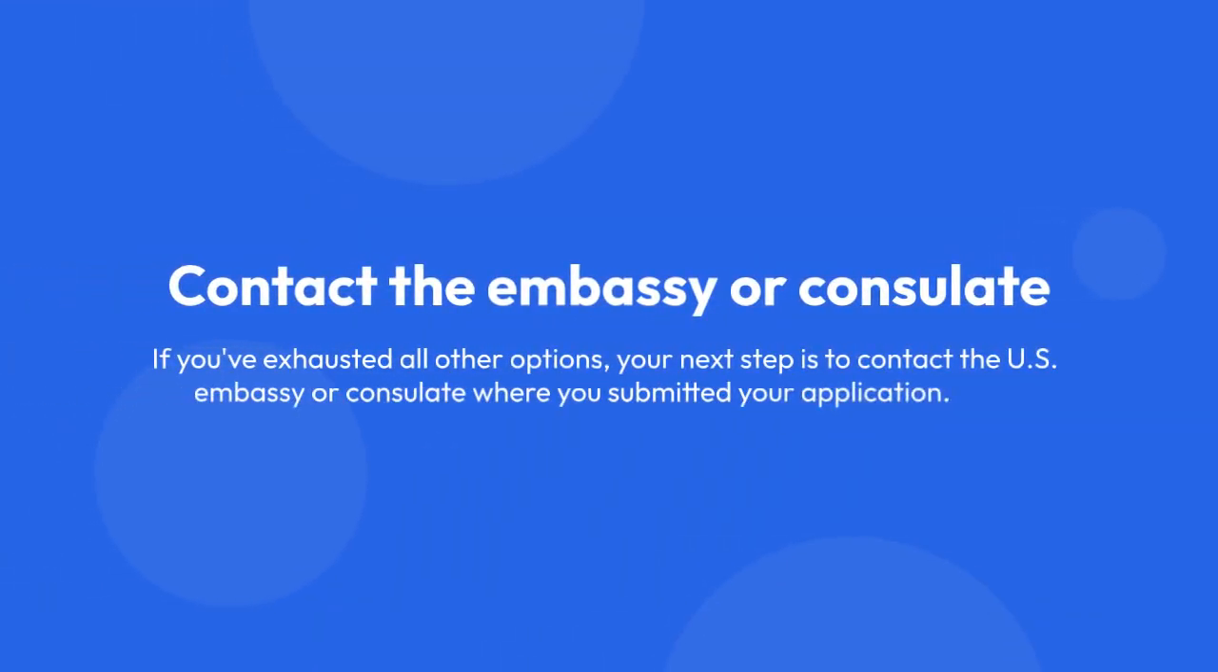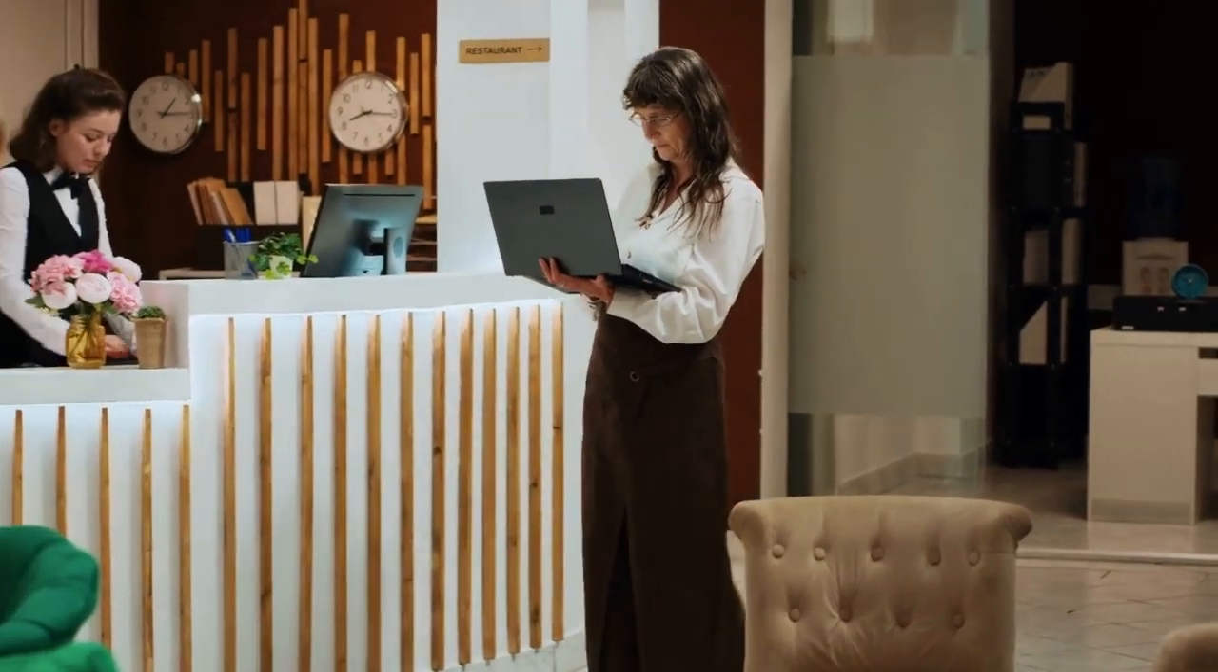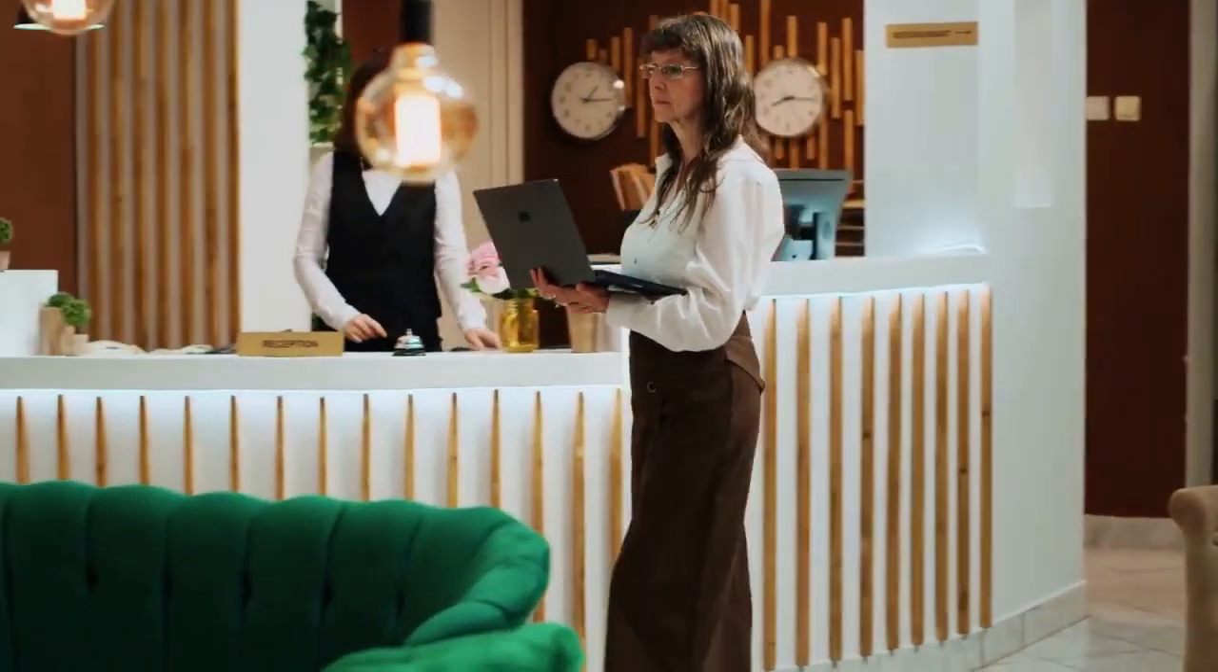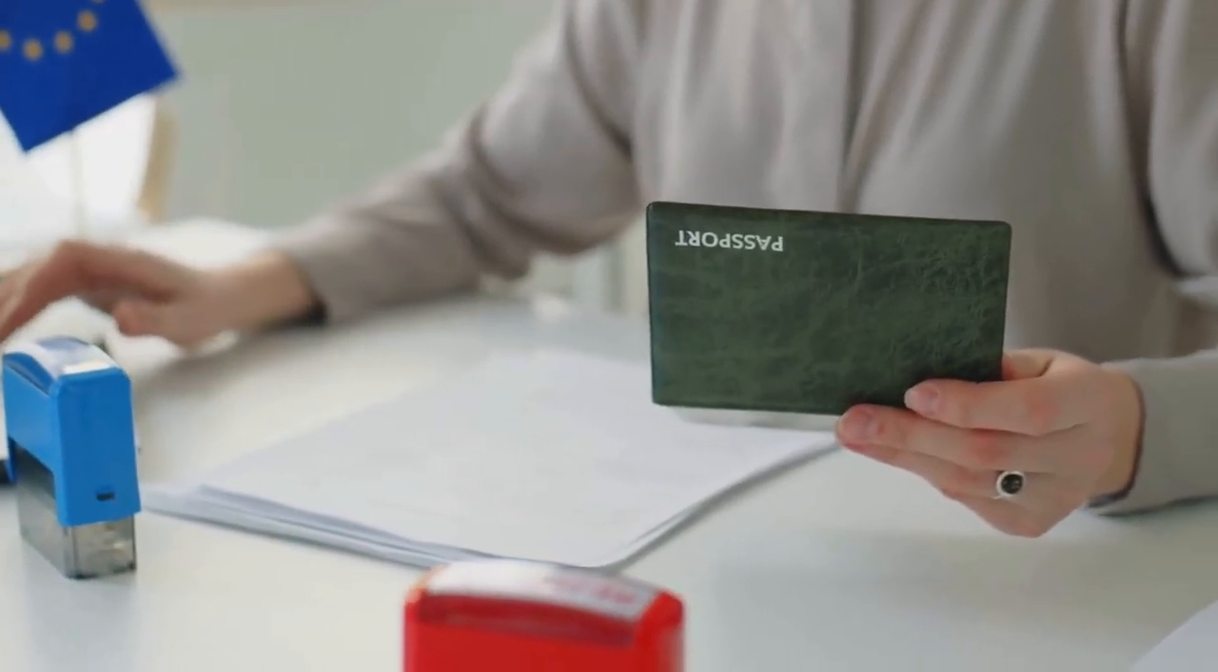4. Contact the embassy or consulate. If you've exhausted all other options, your next step is to contact the U.S. Embassy or consulate where you submitted your application. Their contact information should be available on their official website. Explain your situation and ask politely for assistance in retrieving your DS-160 application ID. Remember to have your passport information readily available to help them locate your application.